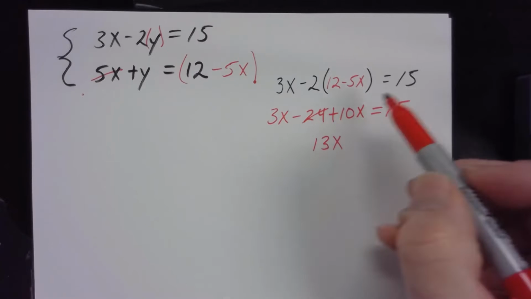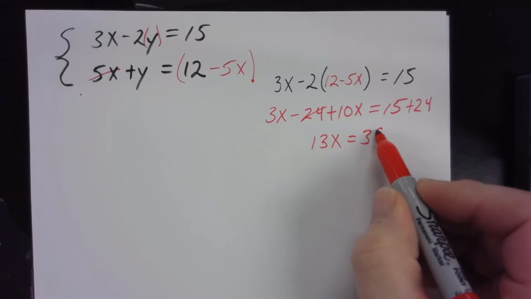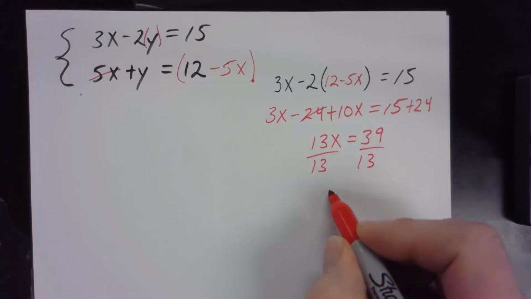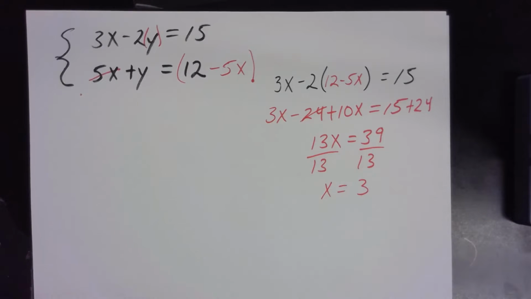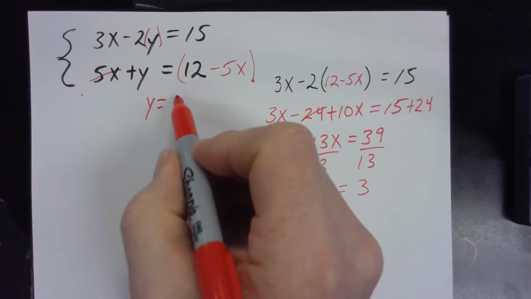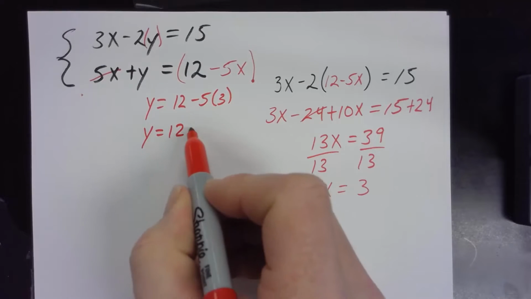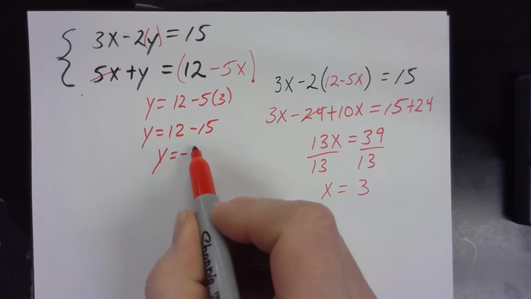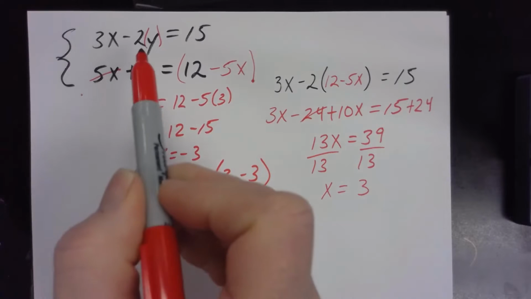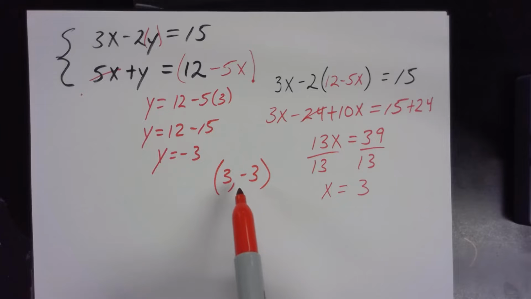And I'm going to go ahead and add 24 to both sides. So that's 39, I hope, because I want it to be divisible by 13. Because I know the answer to all of these are integers. So there we go. X is 3. And if x is 3, then y is 12 subtract 5 times 3. So 12 subtract 15, and y is negative 3. So here's our solution. And if we were to graph those two lines, that's the point where they would intersect, right? That's the one point they have in common.